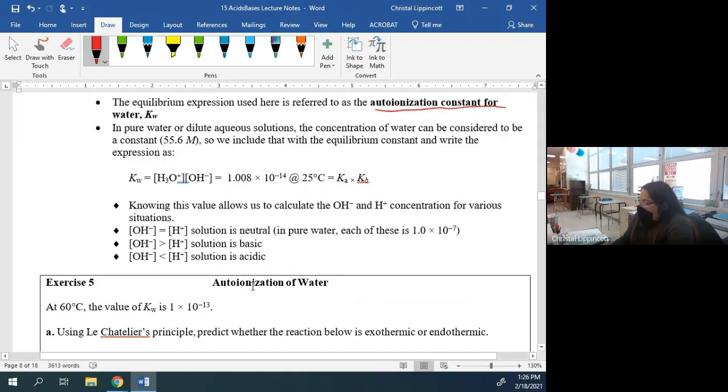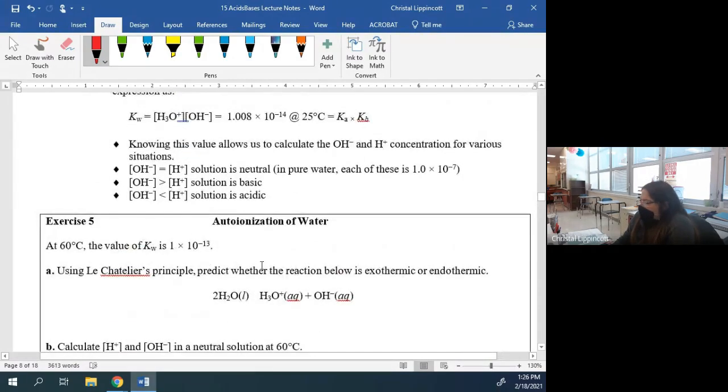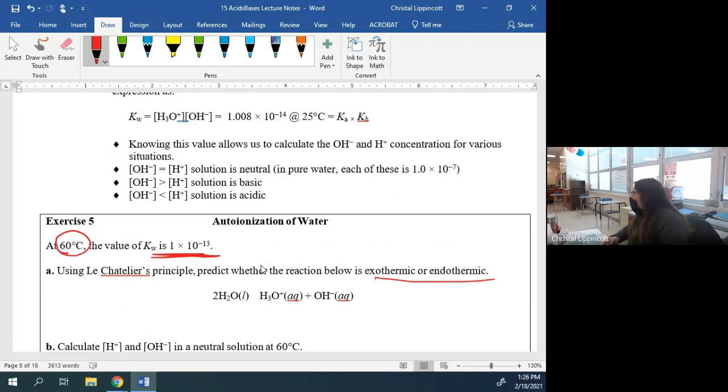Now, this question says, if we were working with KW and we're at 60 degrees Celsius now, they want us to tell whether, now that we know that our KW is this, it's an endothermic or exothermic reaction. Don't look at the answers down in the corner. Don't cheat. Put your hand over it and don't look. Cheaters. Le Chatelier.